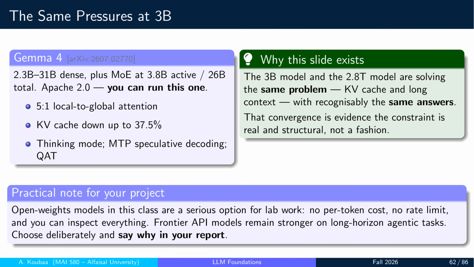Frontier API models remain stronger on long horizon agentic tasks. Choose deliberately and say why in your report. Either choice is defensible, an undefended choice is not.